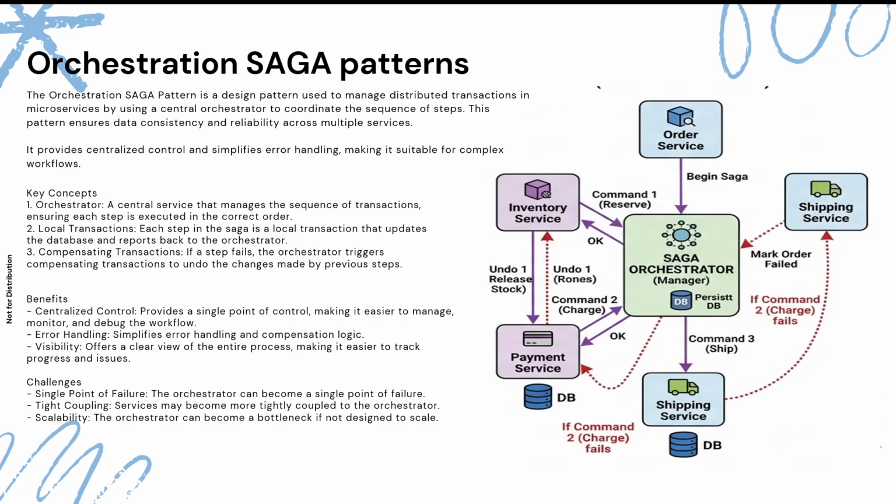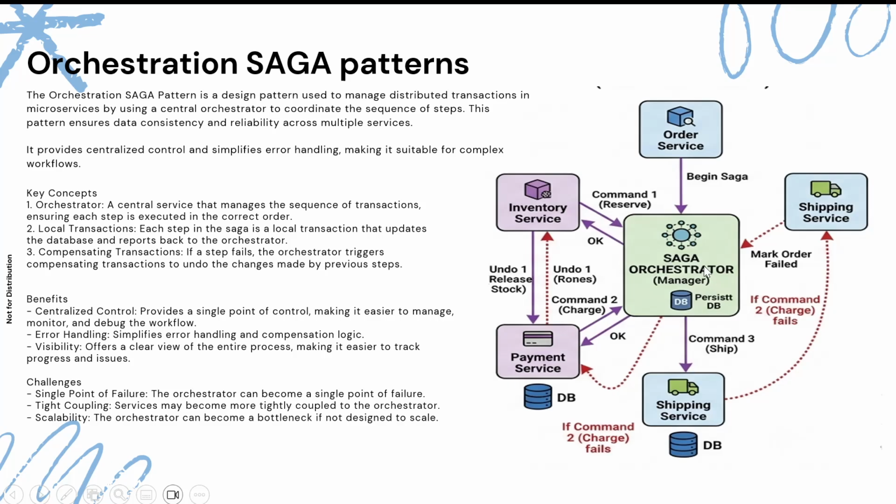So let's look at the services. When you create an order, if you trigger the Saga pattern, it will emit one event to the Saga Orchestrator. The Saga Orchestrator will receive that event, and then based on that, it would initiate one command to reserve the inventory. If it reserves it, it says okay.